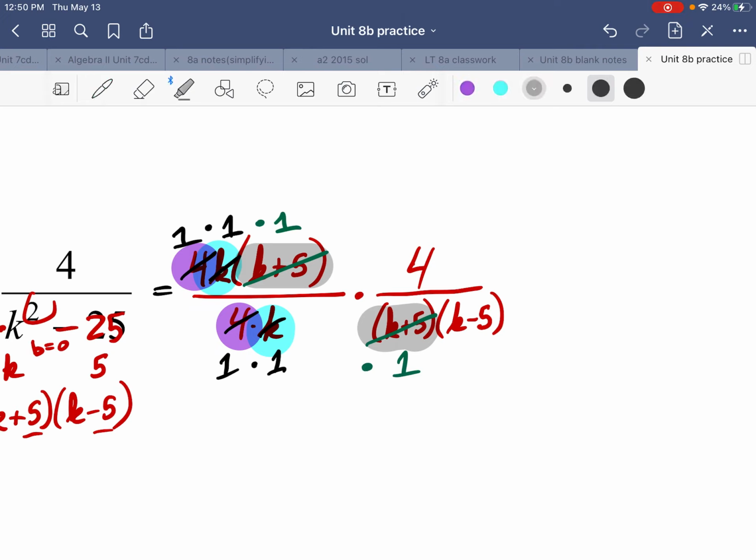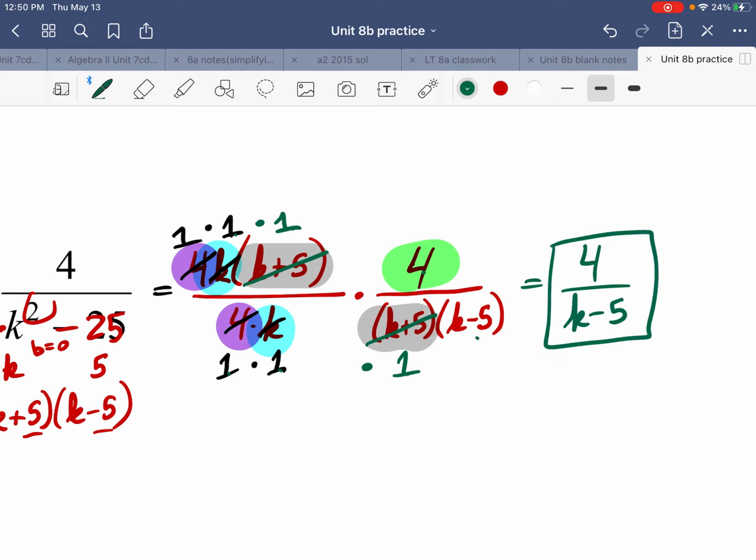And lastly, we have another 4. Is there a 4 in the denominator left? Nope. So that is going to stay there. So in the numerator, we have 1 times 1 times 1 times 4, which is 4. The denominator, we have 1 times 1 times 1 times k minus 5, which is k minus 5. And there's your final answer.